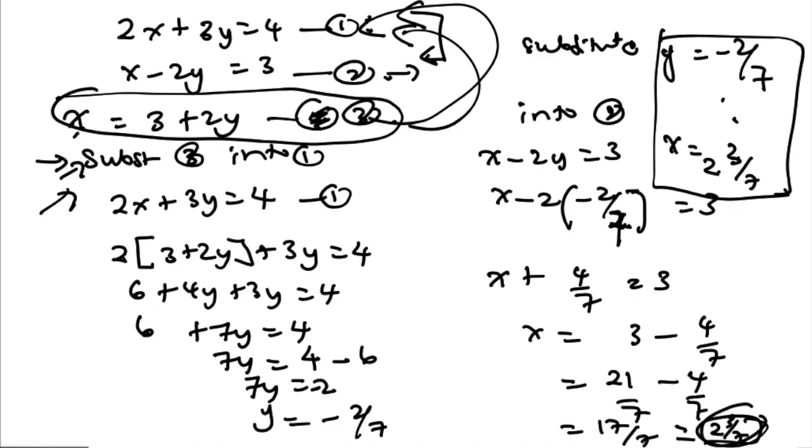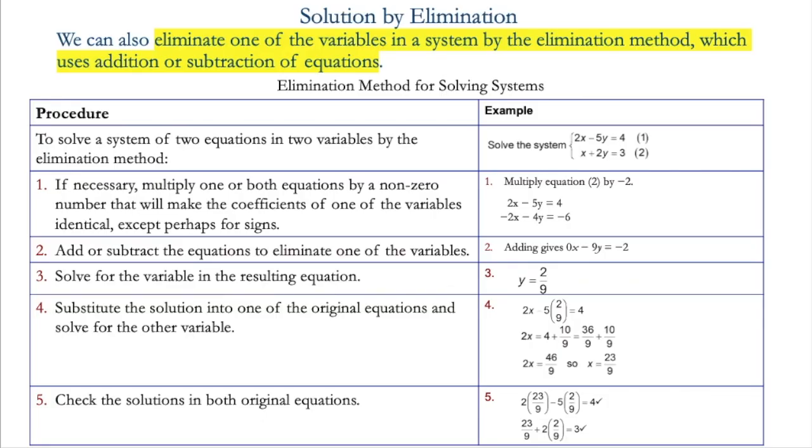We have solution by elimination. And actually, in mathematics, we can have many ways to solve it, so I'm just showing you these two methods here. We can eliminate one of the variables in the system by the elimination method. We want to eliminate one variable because we have two variables whose values we don't know, so we eliminate one variable first so that we can find the other variable. Once we get the answer for the other variable, we substitute it back into an equation to get the first variable that we have eliminated earlier.